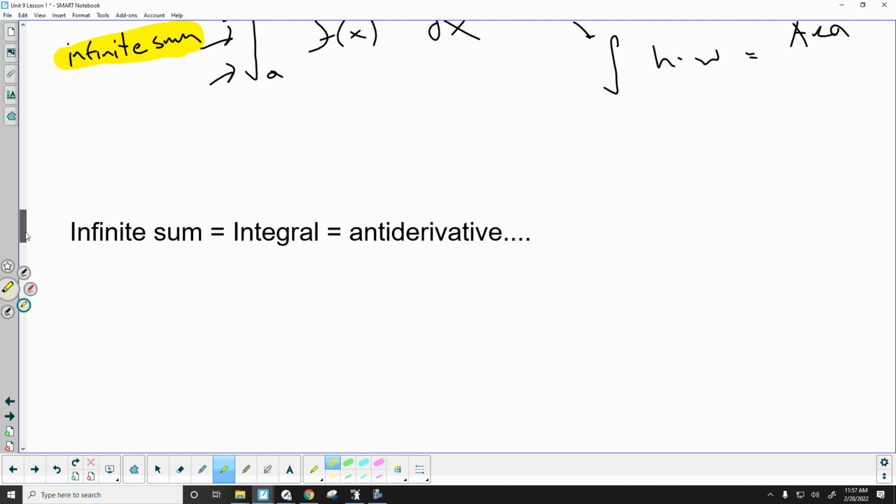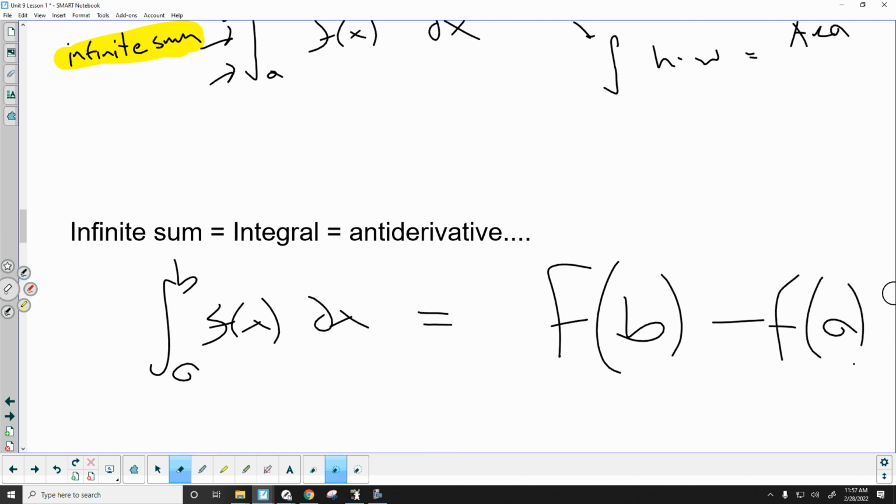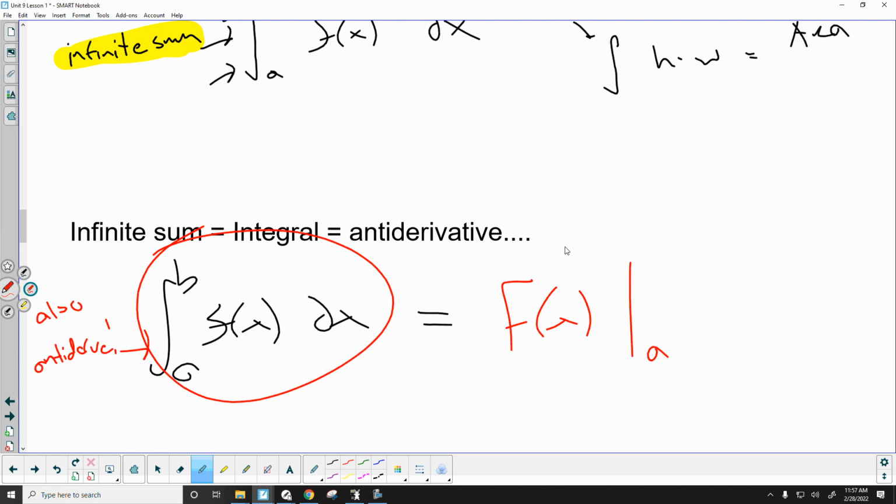And it was our friend Newton who then discovered the connection between infinite sums and antiderivatives. Newton discovered the connection that this integral also means antiderivative. Take the antiderivative. What is this? The change in big F. Maybe it's better to use F prime and say it's the change in F. This is Newton's discovery.